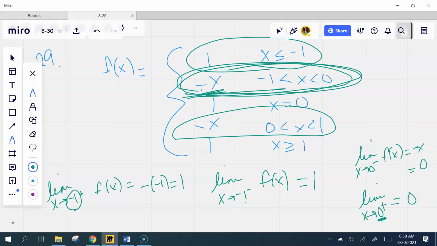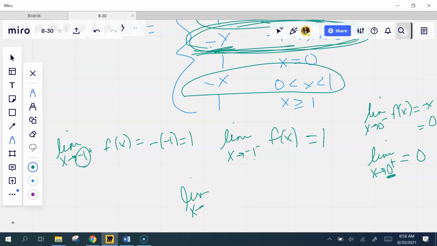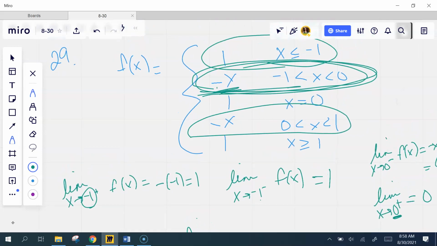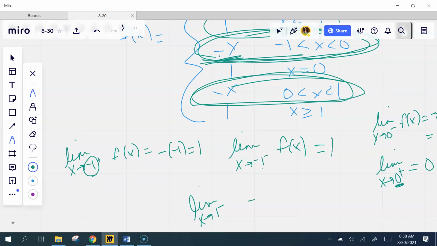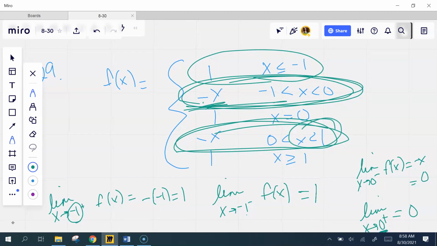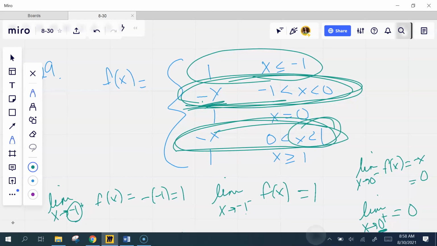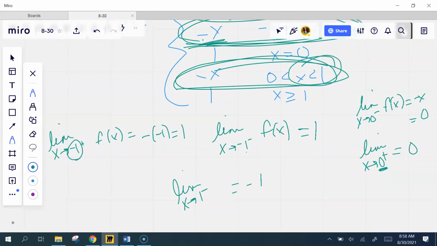Yes. 1 from the left, the limit as x goes to 1 from the left. That's less than 1. So it's negative 1. How did I use the first one? From the left of 1, which means less than 1. Can you go back up? What about that one? That's x is less than or equal to -1. Oh, because we're not talking about negative 1, we're talking about positive 1, right?